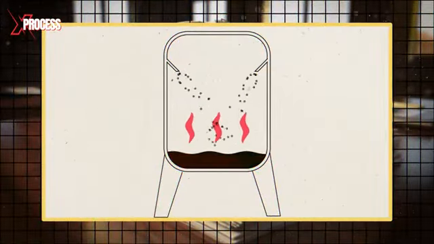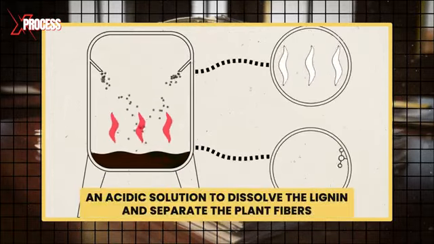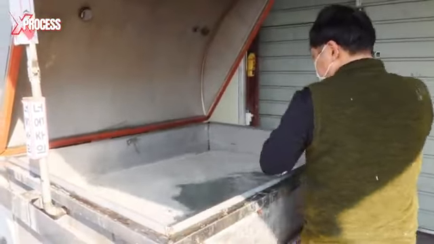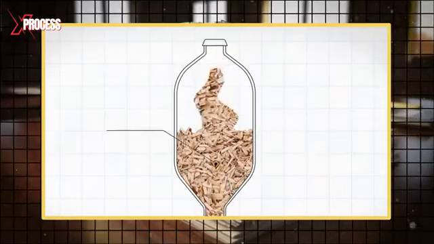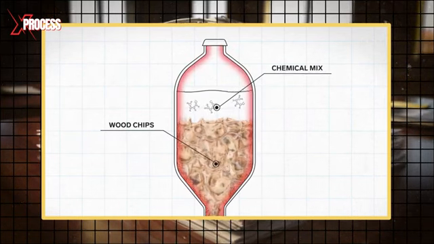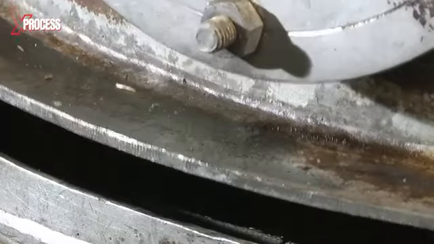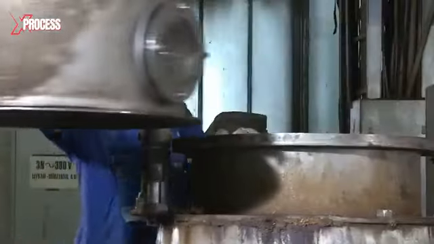Upon entering the pulp mill, the wood chips are introduced into a digester where they are cooked in an acidic solution to dissolve the lignin and separate the plant fibers. The necessary chemicals for the wood cooking process are prepared and will be used in the digestion stage to separate the lignin from the cellulose fibers. During this step, the lignin dissolves, releasing the cellulose fibers and creating a mixture called pulp.